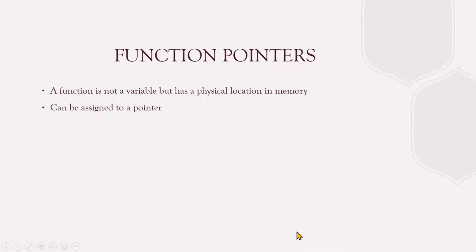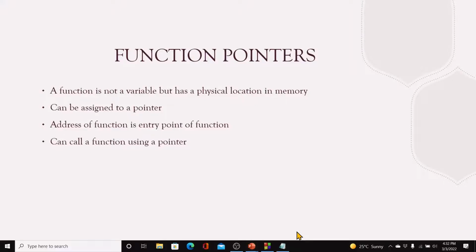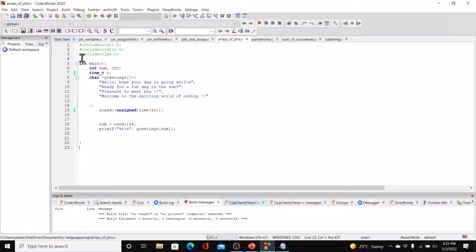Coming to function pointers. A function is not a variable but has a physical location in memory, which means it has an address and therefore can be assigned to a pointer. The address of the function is the entry point of the function. We can call a function using a pointer. So now we're just going to write code and you can follow along with me.